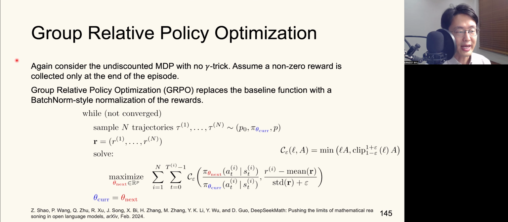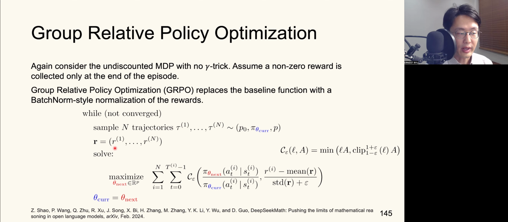So then this leads to the algorithm GRPO. So we'll again consider the undiscounted MDP with no gamma trick, and we'll again assume we have non-zero reward collected only at the end of the episode. So the same setting as in the previous slide. Group Relative Policy Optimization, GRPO. This is a modern deep reinforcement learning algorithm proposed specifically for the reinforcement learning of large language models. And this replaces the baseline function with a batch norm style normalization of rewards.